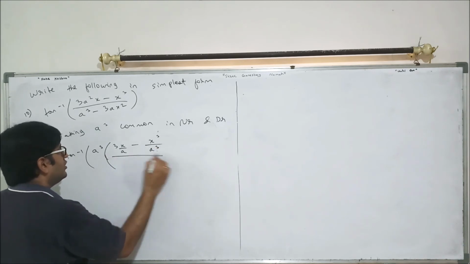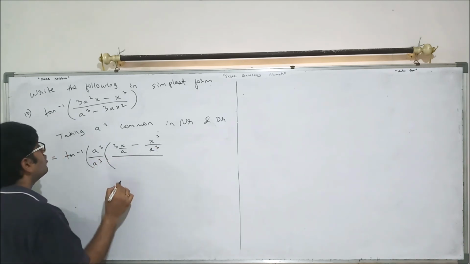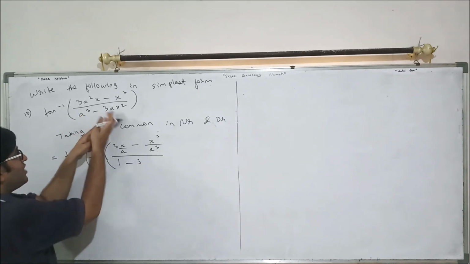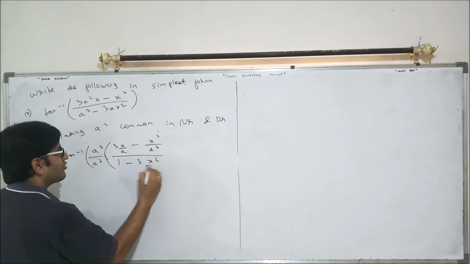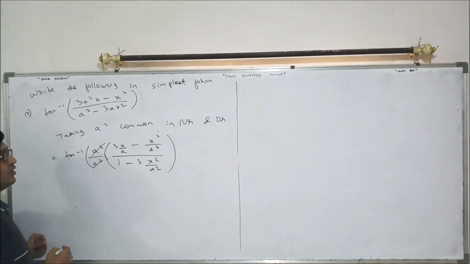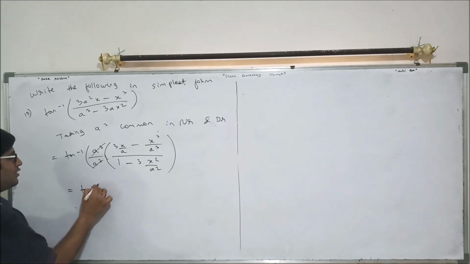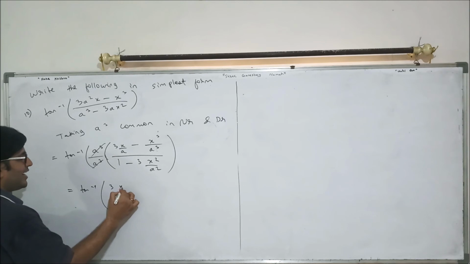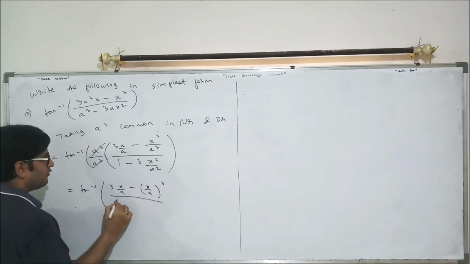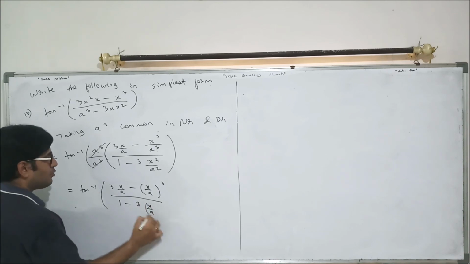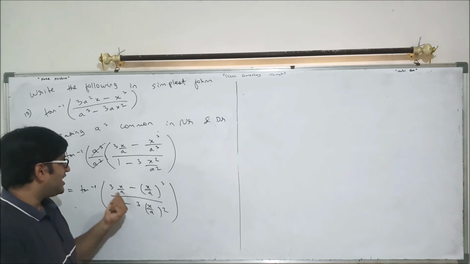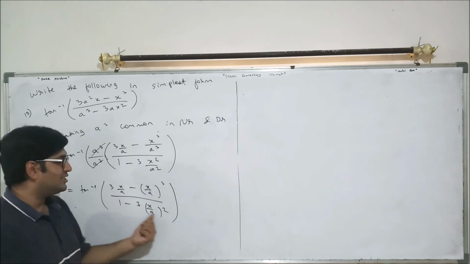Likewise in the denominator if you are taking a cube common, we will get here 1 minus 3. Since there is only a term over here and you have taken a cube common, so we are going to get here 3x square upon a square. Okay, now a cube and a cube get cancelled. So now if you simplify, you are going to get tan inverse of 3x upon a minus x upon a the whole cube upon 1 minus 3 into x upon a the whole square. So you notice what I have done, I have written it in the form 3x minus x cube upon 1 minus 3x square.